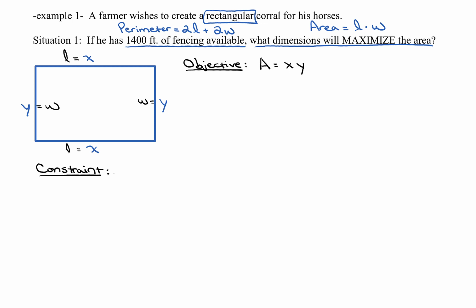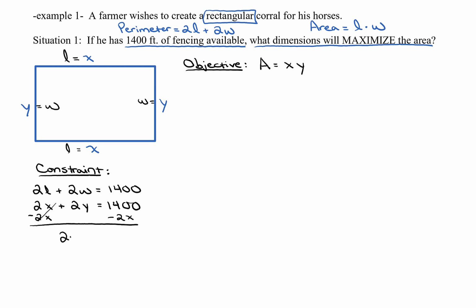So I'm going to write down here first, 2L plus 2W equals 1,400. And I'm going to replace L and W with X and Y. So it's going to be 2X plus 2Y equals 1,400. I'm going to go ahead and solve for Y. So I'm going to subtract 2X from both sides of my equation. And the two X's are going to cancel out on the left-hand side. And we'll be left with 2Y equals negative 2X plus 1,400.